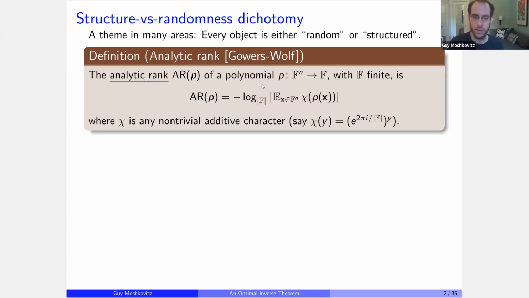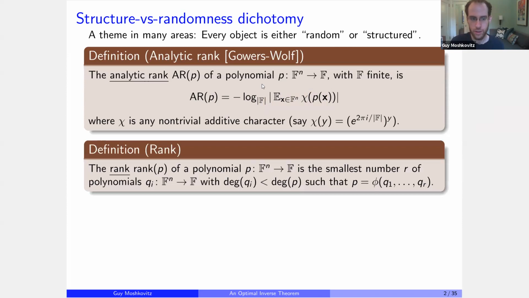We're interested in polynomials that are biased. The other notion is the notion of structure, algebraic structure. So this is usually defined by the notion of the rank of a polynomial. It's simply the smallest number of lower degree polynomials that can be combined to give our polynomial. So we want to write our polynomial P as an arbitrary function of a small number of polynomials of lower degree. So this is algebraic structure. Our polynomial is, in some sense, even though it's of degree 10, actually described with a small number of polynomials of degree 9.